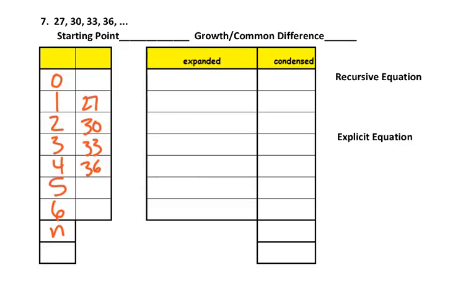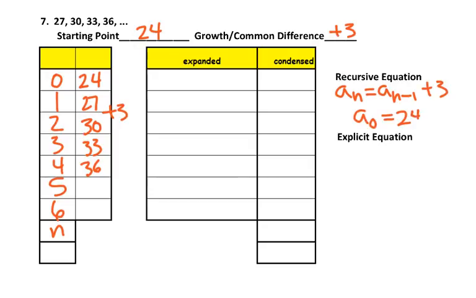Alright, if we're looking at number 7 now, we can see we're adding 3 each time, so our common difference is plus 3. Going backwards, that would be 24, so our starting point was 24. So a sub n equals a sub n minus 1 plus 3, and a sub 0, our starting point, is 24. That would be 39 and 42 if we kept going.